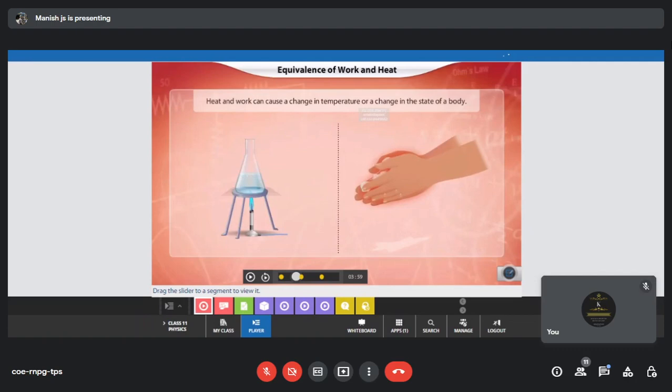But they go hand in hand. Now, when do we say work is done? Work is said to be done when you apply a force and you try to change the state of motion of a body. So generally in physics, when you talk about work, that is work.